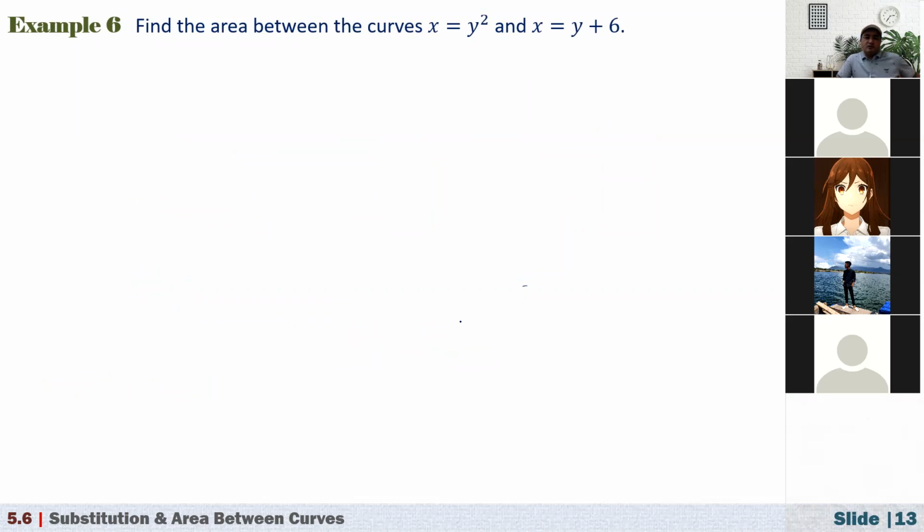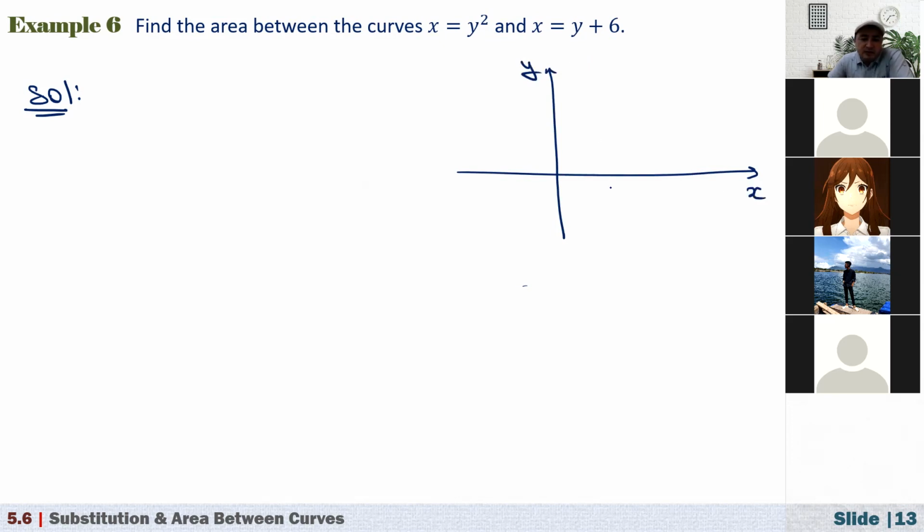Example: find the area between the curves x equals y squared and x equals y plus 6. Of course, I could express y in terms of x and evaluate that way, but since we're going to practice something different, I'm going to evaluate it as it is given. Even when drawing, you can just draw it with y as the vertical axis. So x equals y squared is this parabola.